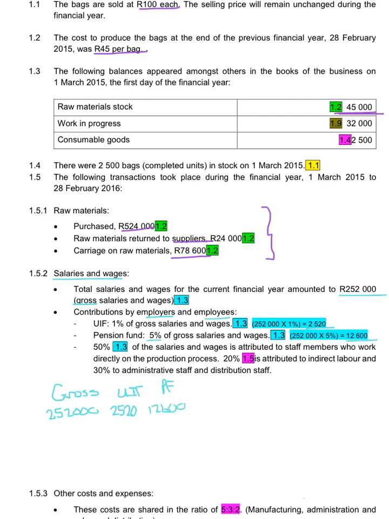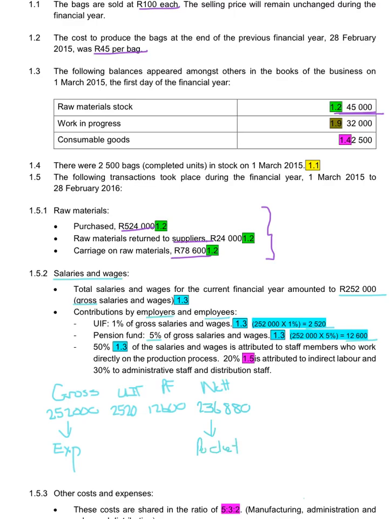Pension fund is 5% of the gross salaries, and that will give me 12,600 Rand. So the net salary is the amount that the employee will take home, and that is the amount that he can spend after all the deductions were made. The gross salary is the expense for the business to employ the people. If we take the gross salary less the expenses, the net salary is 236,880. So that is what he will take home. That is the owner's money that he can put into his pocket.